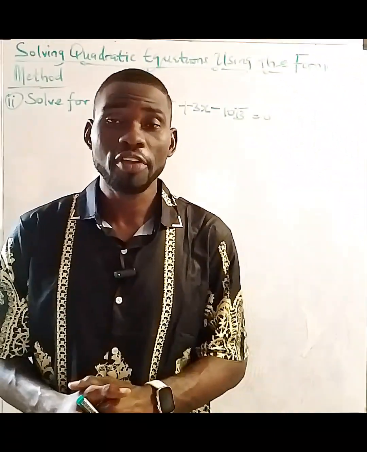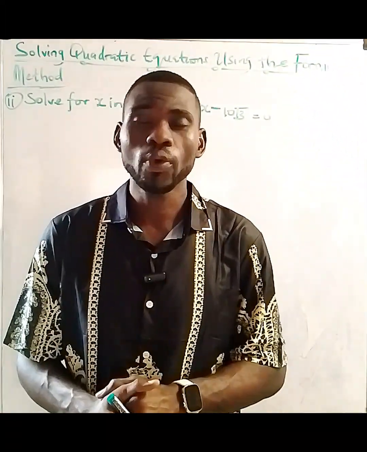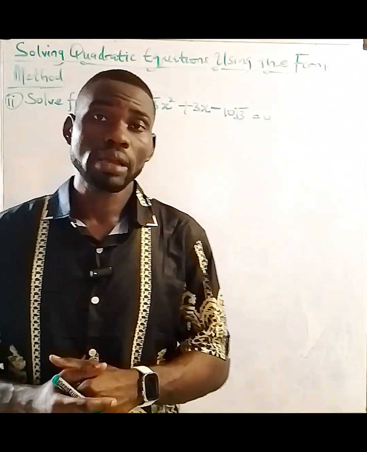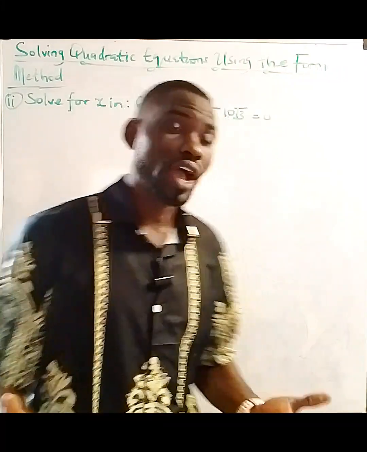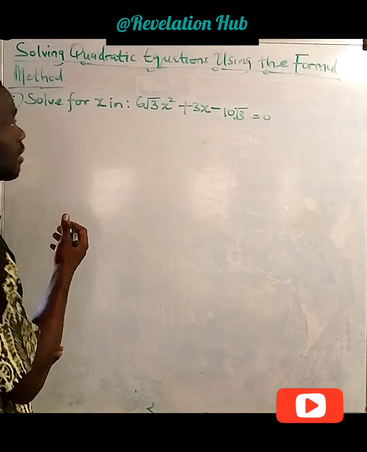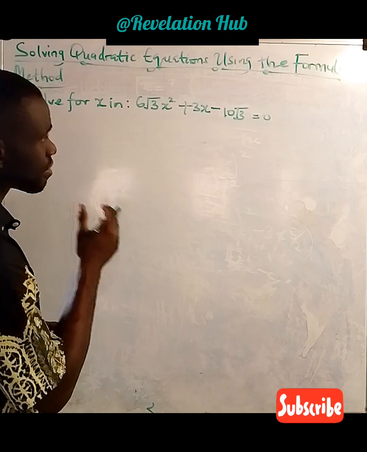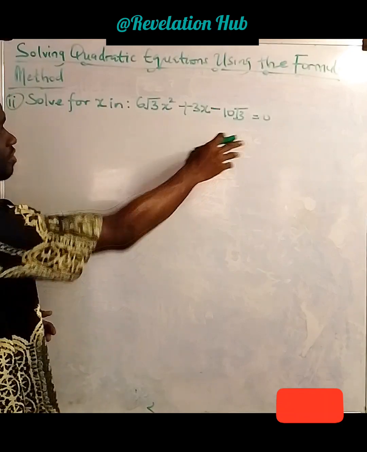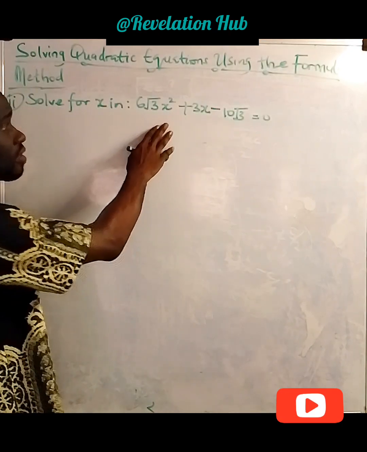Hi, pals. In this lesson, we're going to be looking at the second worked example on how to use the formula method to solve quadratic equations. Here, we have: solve for x in 6 root 3 x squared plus 3x minus 10 root 3 equals 0. As you can see, this is a quadratic equation.